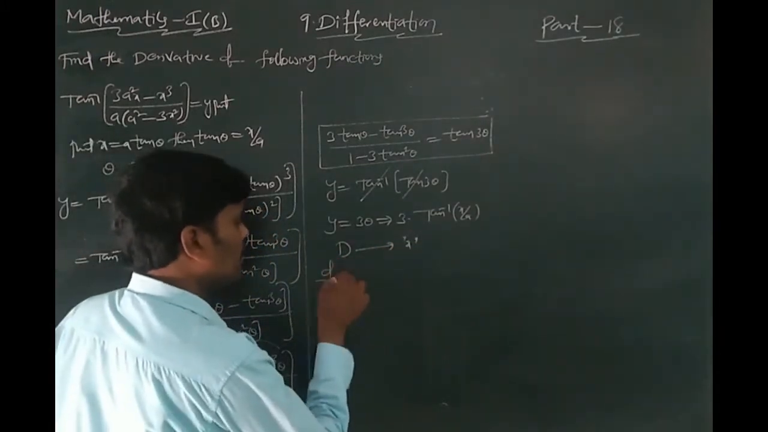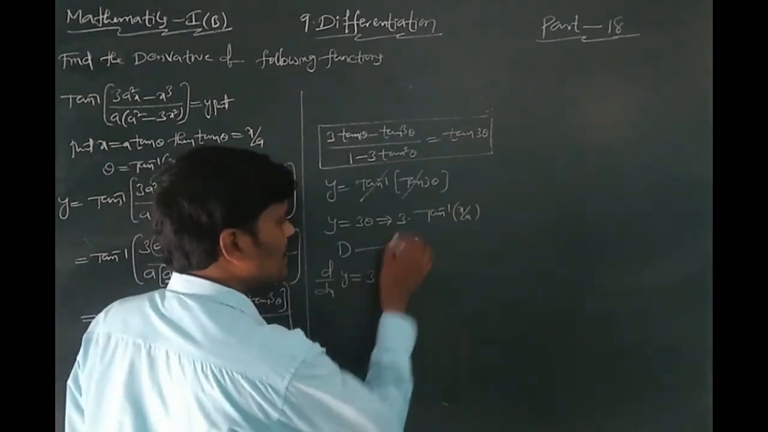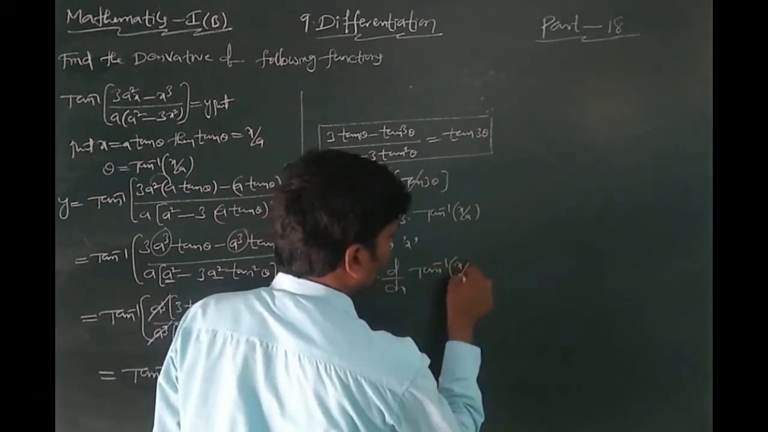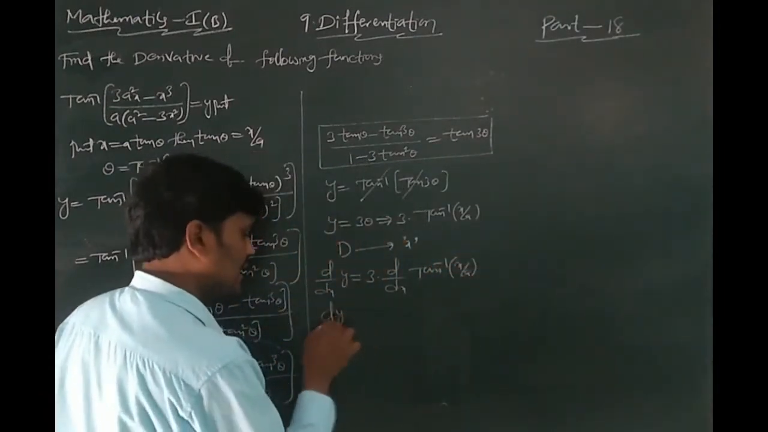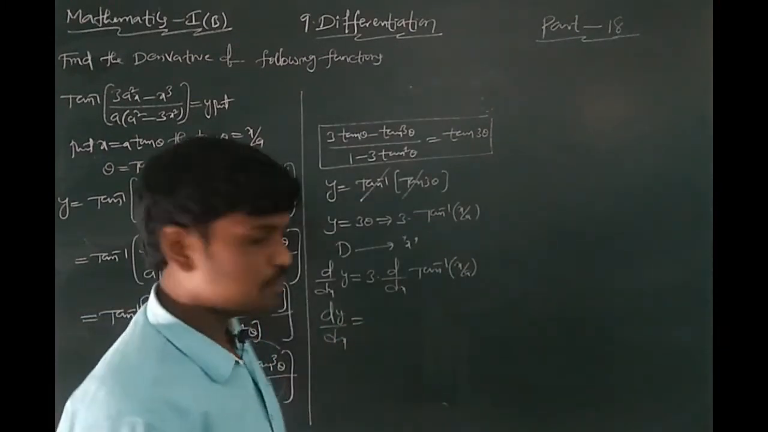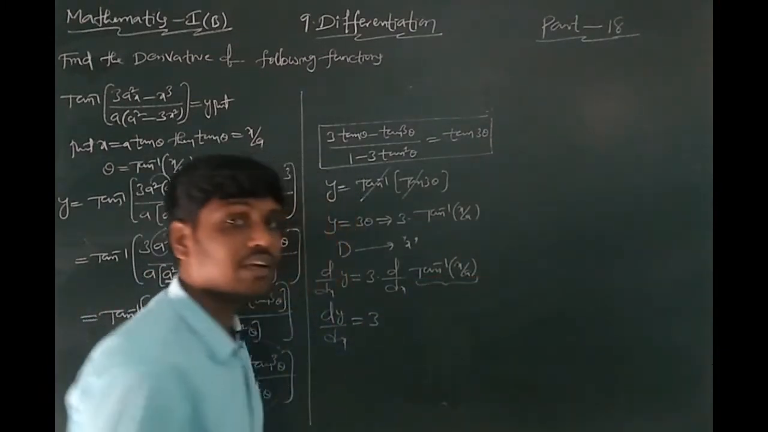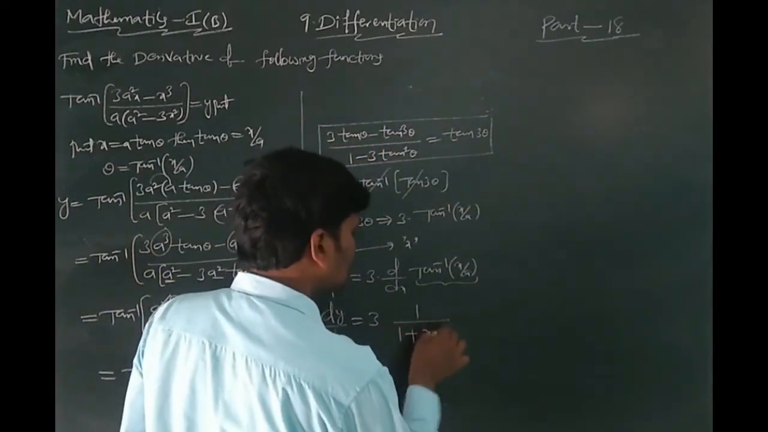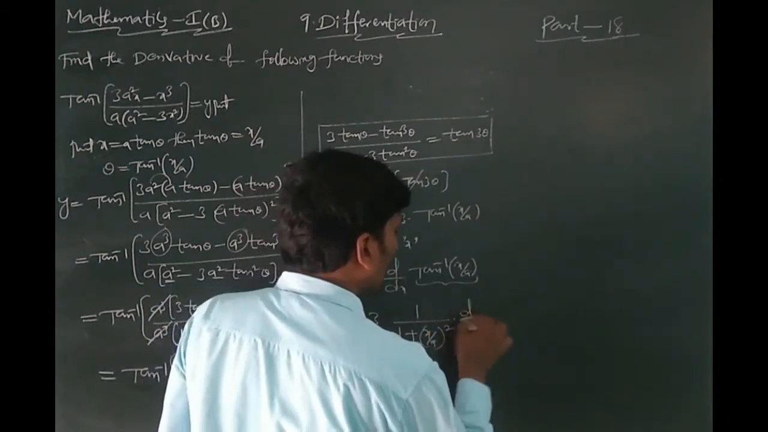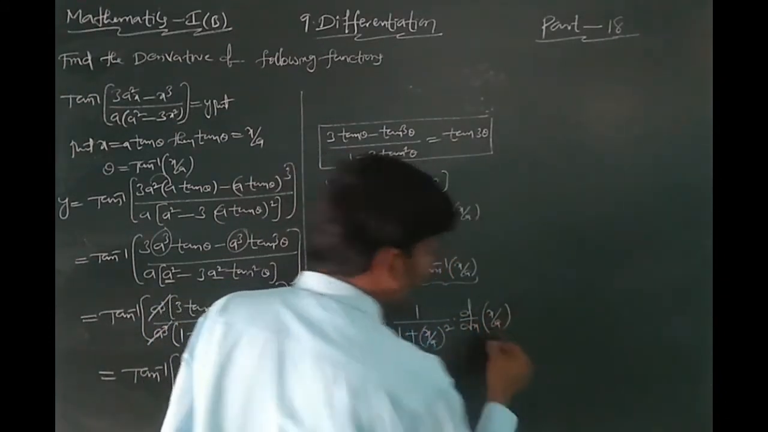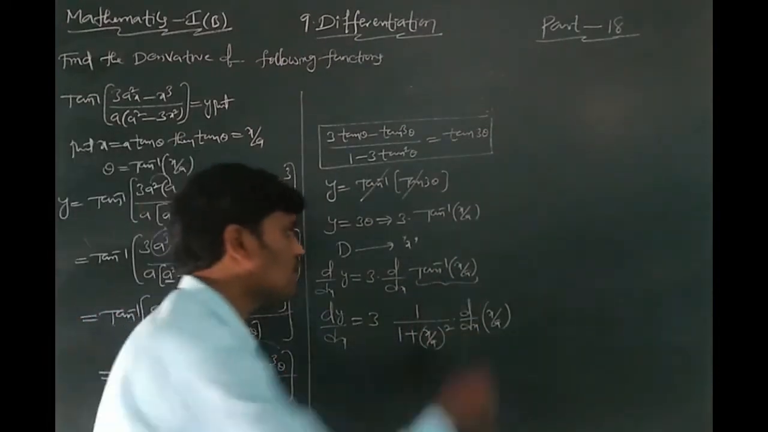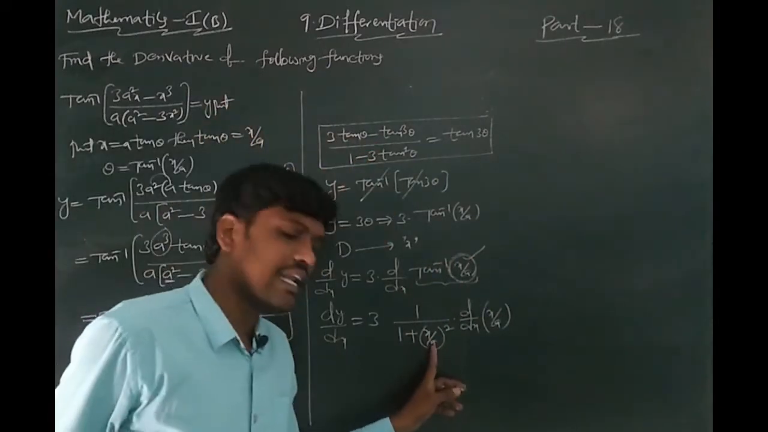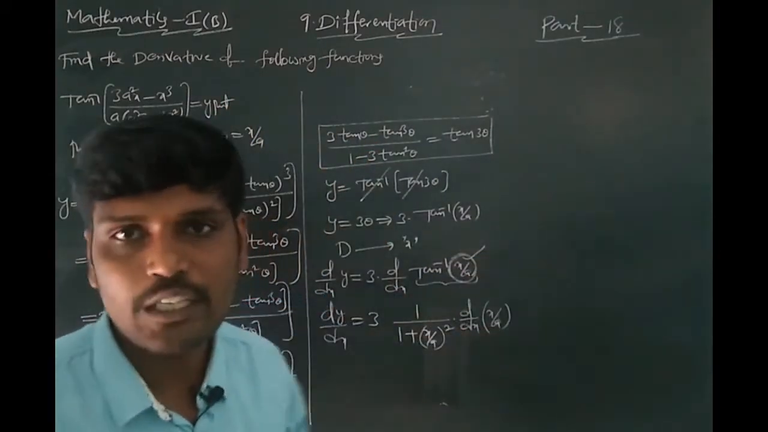You get d by dx of y equal to, here 3 is common, d by dx of tan inverse of x by a, which is 3 into the derivative of tan inverse. What is the derivative of tan inverse x? 1 by 1 plus x square, here x by a whole square. Once again derivative with respect to x by a. In place of x, x by a is there. That's why you write x by a whole square, and once again the derivative of x by a.